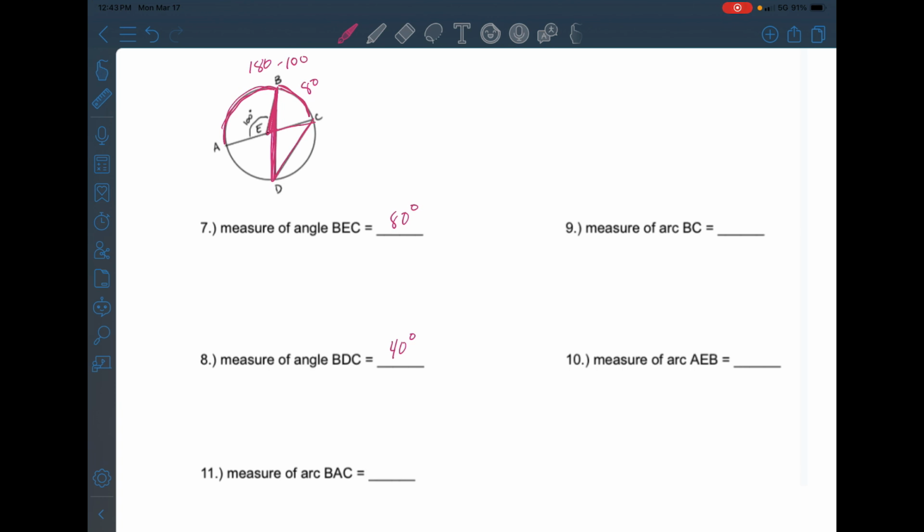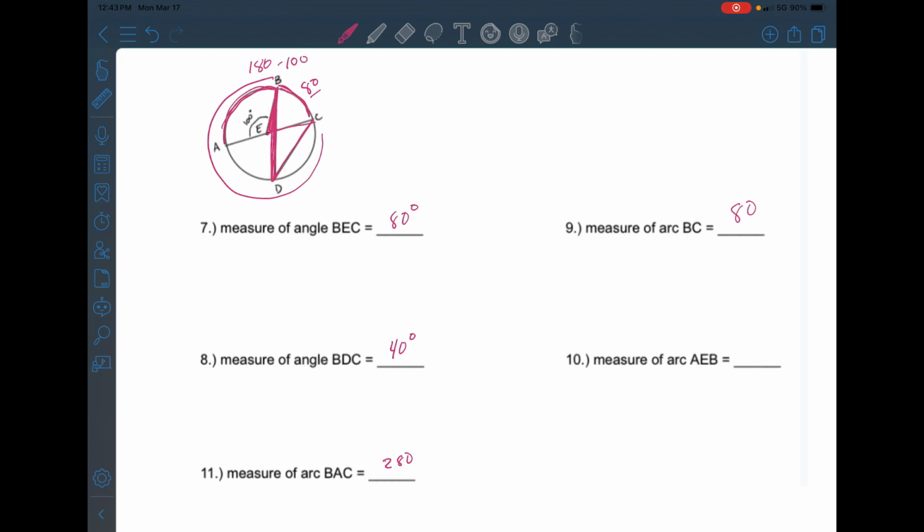I've noticed that I'm going down the column instead of across, so let's look at number 11. Measure of the arc BAC. So if we're going here to here to here, it is 360 minus 80. So it is 280. Am I right? 360 minus 80. Yes, 280. And then measure of arc BC, which we just found out.